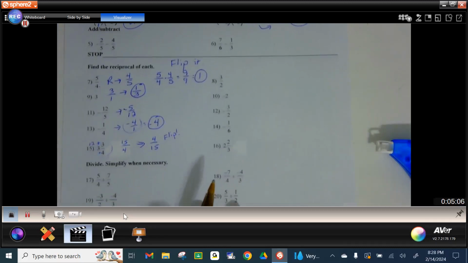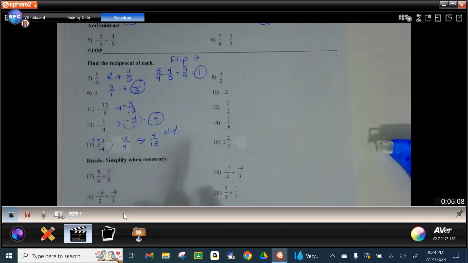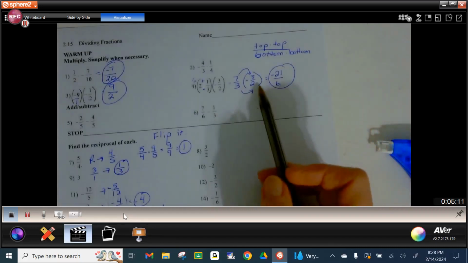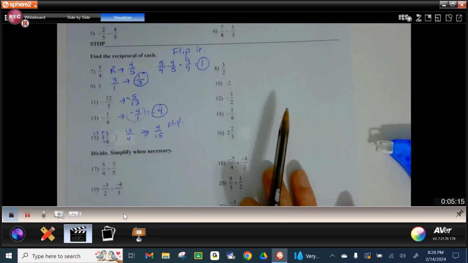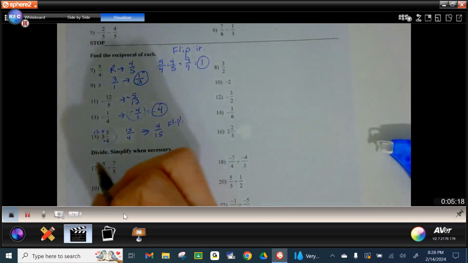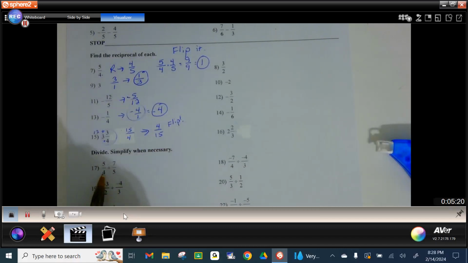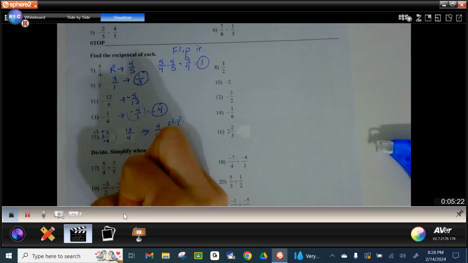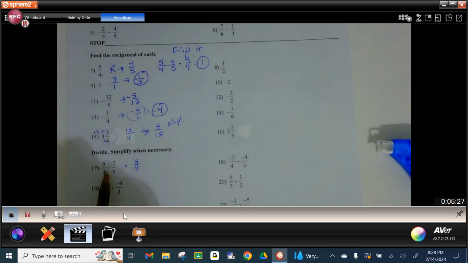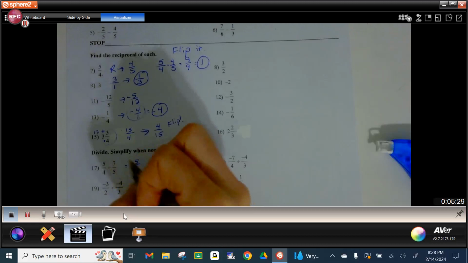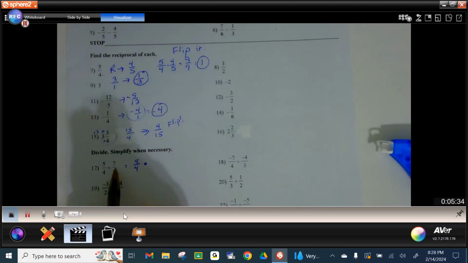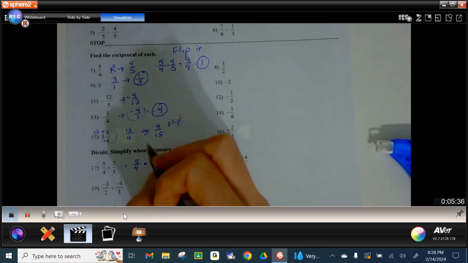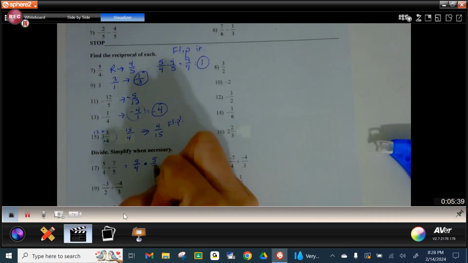All right, so now we're going to divide fractions. And when we divide fractions, we need to use the multiplying rule that we use, and we need to know how to find the reciprocal. So when we divide fractions, we're going to keep the first fraction, okay? So we're going to keep the first fraction just exactly the same way it is. We're going to change the divide to multiply, and then we're going to find the reciprocal or flip the second fraction. So that becomes 5 over 7.